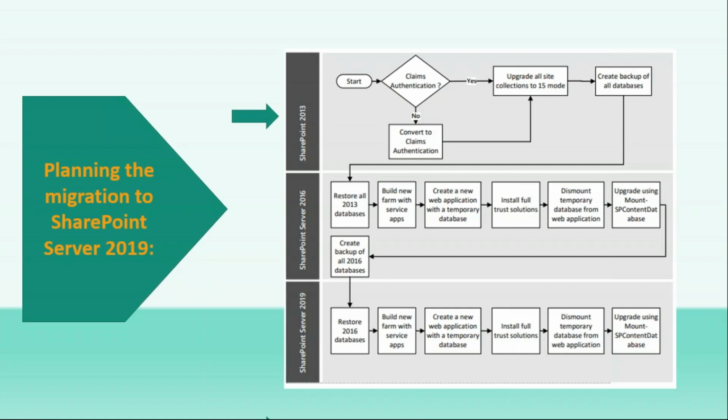So that is what the first diagram speaks about, what you need to do to move from SharePoint 2013 to 2016. The next piece is what you would do to move the databases and everything, and then finally here is when you're going to your SharePoint Server 2019. So if you're a customer who's on SharePoint 2013, then there is a long way for you to go. So just make sure that you're planning this accordingly.